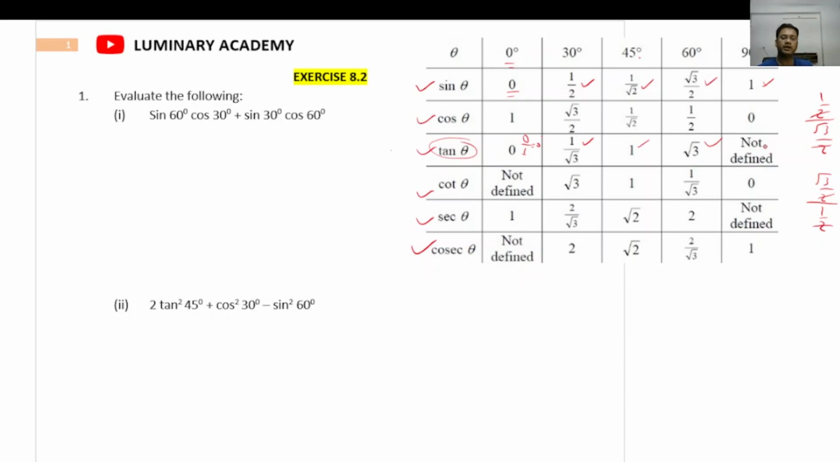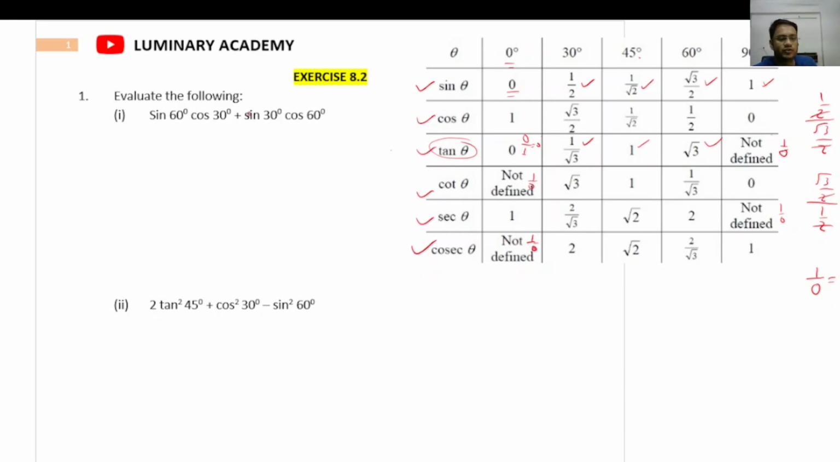Now it is not defined because any number upon 0 is not defined. So that's why this is not defined. This is actually 1 upon 0. This is also 1 upon 0, and this is also 1 upon 0. So any number upon 0 is not defined. Okay, so I hope you got this table.